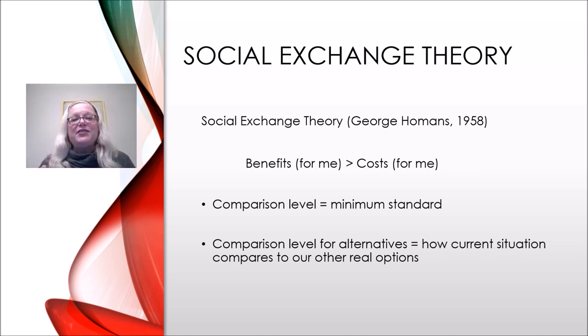So you have this comparison level, which is your standard or your criteria that you would like to meet, but your comparison level for alternatives is what are your actual options? Who is in your actual pool of options that you're going to have to choose from? And how do you do this cost-benefit analysis in a way that will help you make the best choice there?